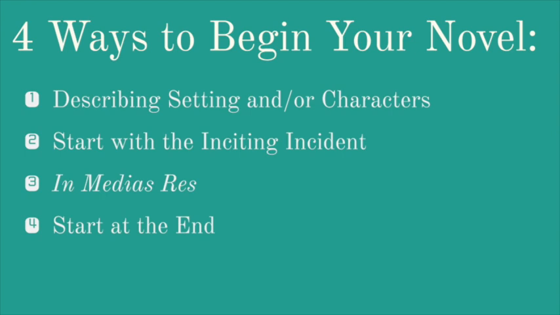So there are four main ways that you can begin your novel. We're going to talk about all four of them. The first one is describing your characters and/or your setting, right? So this is basically starting with your exposition, starting with the description of where and when your story takes place. What does it look like? Who are your characters, especially your central characters?